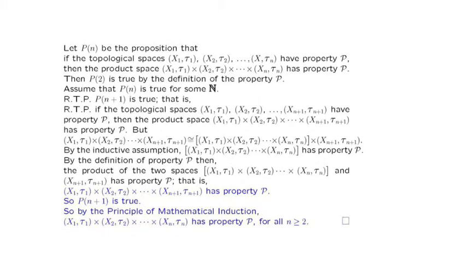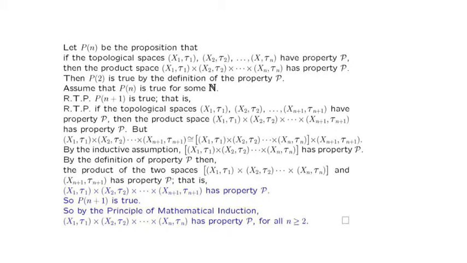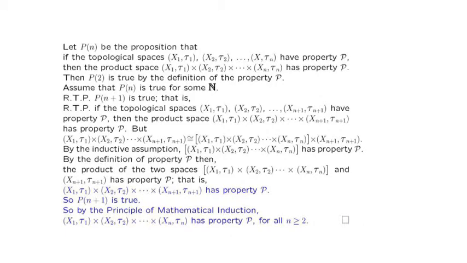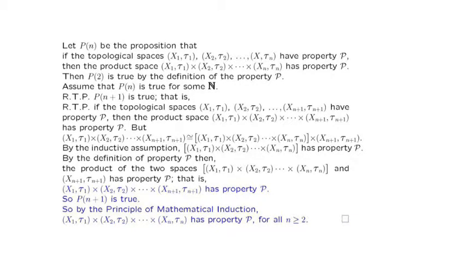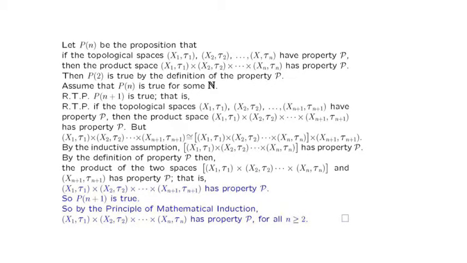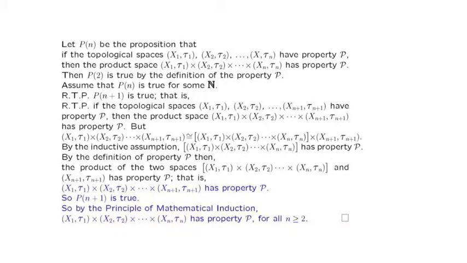You might ask why I added this n greater than or equal to 2. What if n equals 1? If n equals 1, the result is obvious. It is simply saying X1, τ1 has property P implies X1, τ1 has property P. So we now have completed the proof using mathematical induction.